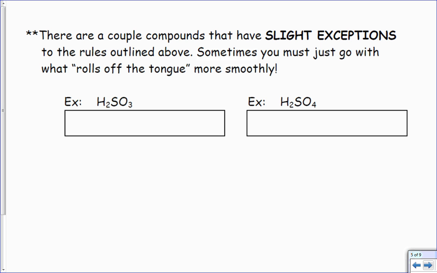There are some exceptions, of course. H2SO4 is sulfuric. And H2SO3 is sulfurous acid.